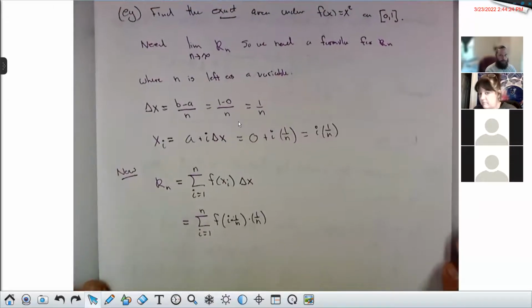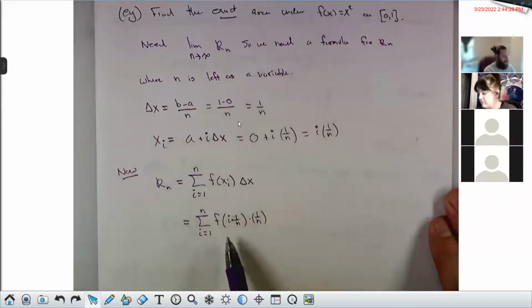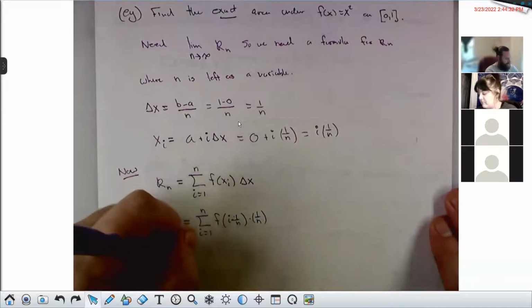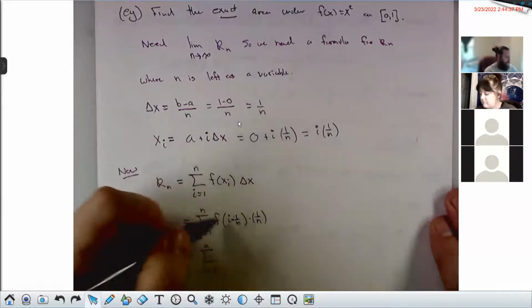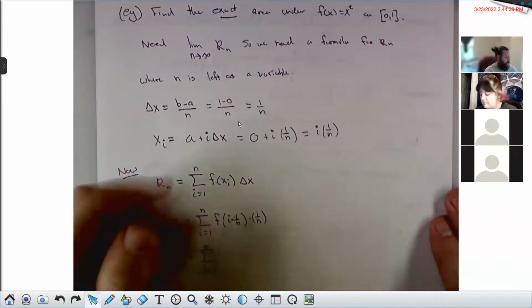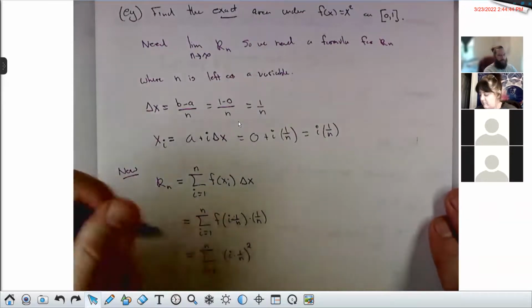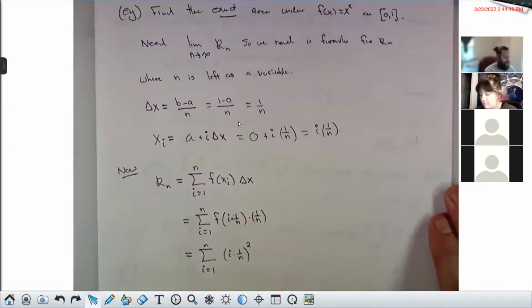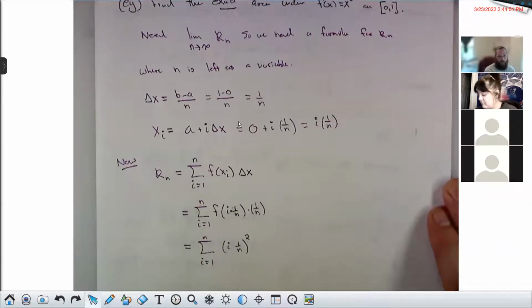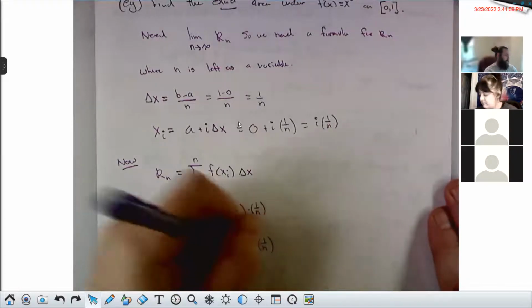Remember, as in the previous example, f of x here is x squared. So f of i times 1 over n, I still have my sum, i from 1 to n. This piece, f of i times 1 over n, is i times 1 over n squared, because f of anything is that thing squared. F of i times 1 over n is i times 1 over n squared. And the 1 over n from delta x still just chilling.